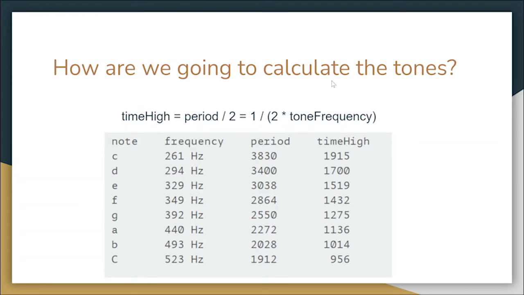Using this equation, we can create a table like this. For anyone who plays music, you will know that from a musical standpoint, there are C, D, E, F, G, A, B, C. These are the main notes for music. If you want to play this note, we would need 261 hertz, which means that it's 3830 in period and time high 1915. So using this general formula, as you can see, we can create this long equation as follows and create notes.